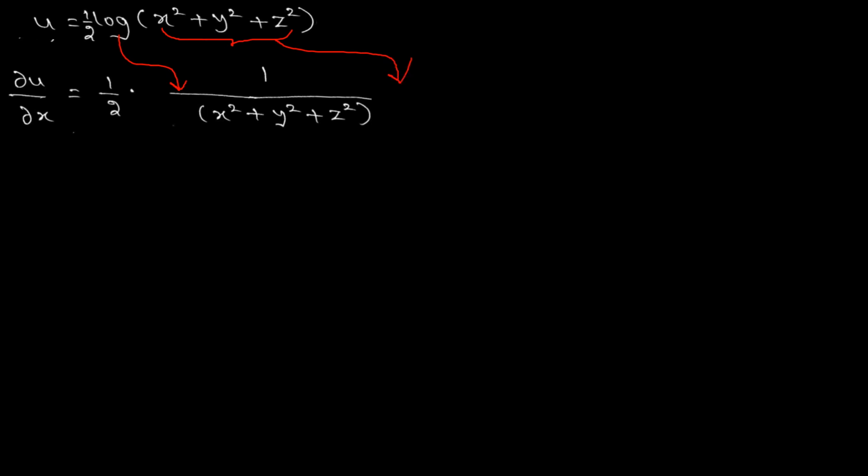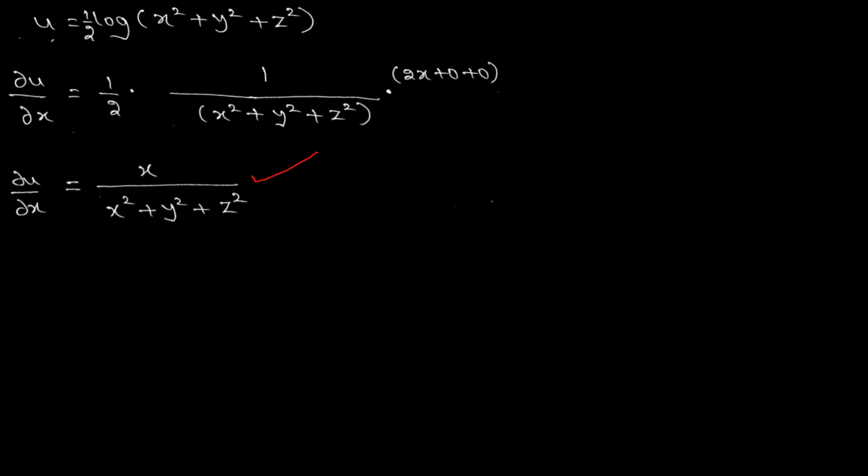That means we need to differentiate this partially with respect to x. Differentiation of x square with respect to x will give us 2x. Since we are differentiating partially with respect to x, y square and z square will be treated as constants. So on differentiation these two will take 0. So differentiation of y square is 0 and differentiation of z square is 0. Now here in the next step this 2 and this 2 gets cancelled. What we get is this. So this is our dou u by dou x.